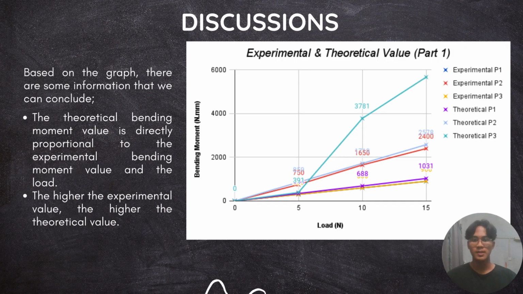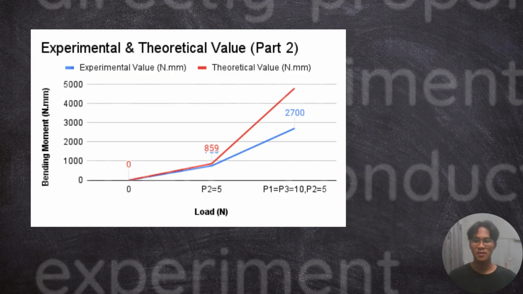The graph shows the experimental and theoretical value for part 1. So based on the graph, there is some information that we can conclude. Firstly, the theoretical bending moment value is directly proportional to the experimental bending moment value and the load. So the higher the experimental value, the higher the theoretical value. We can also conclude that as the load increases, the theoretical value will also increase.